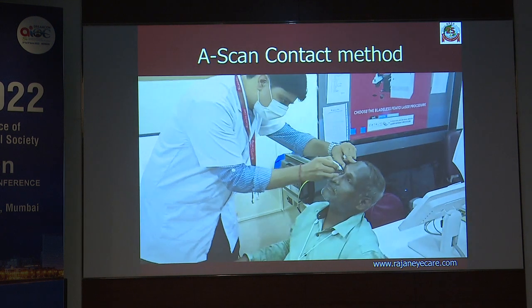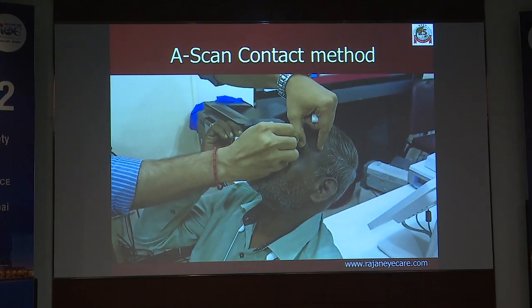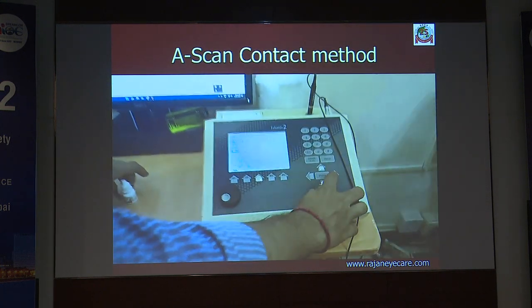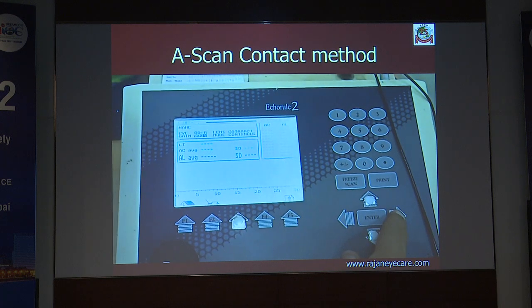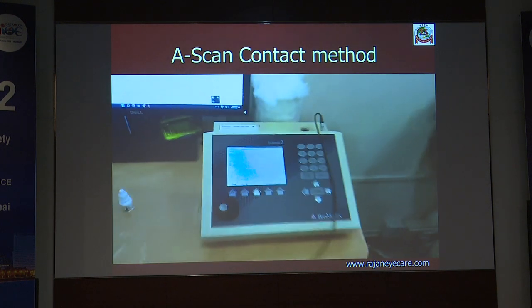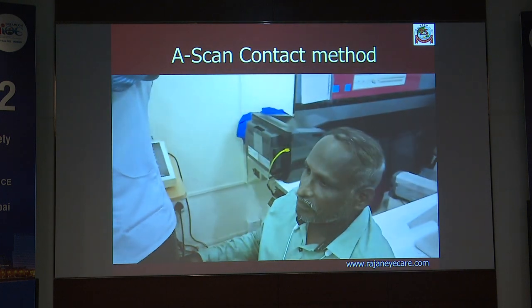Pearl 1 is a constant A-scan contact method. What are the fallacies of A-scan? These are the cons. The A-scan is not a very reliable method. I am talking about the contact A-scan. It varies from one optometrist to another, that is, inter-observer variance.